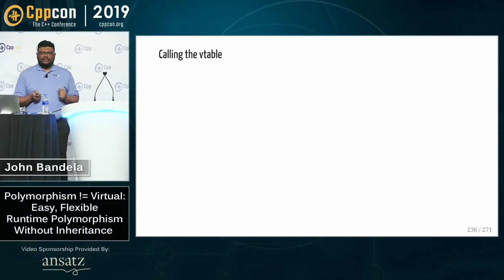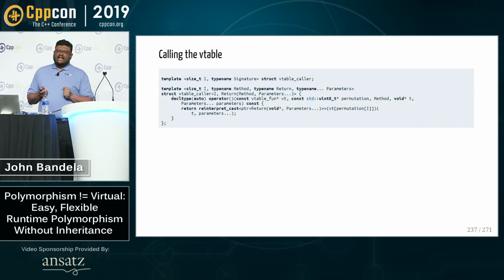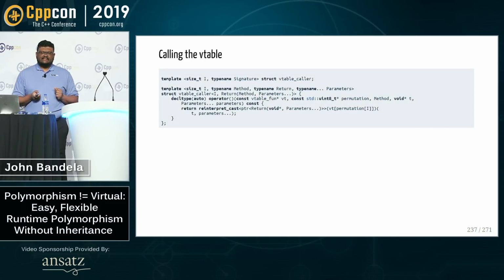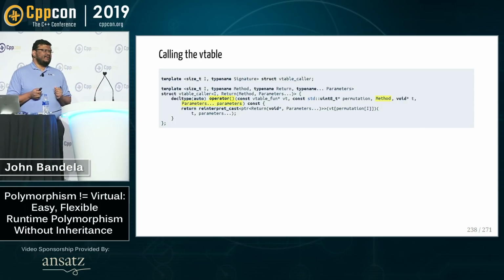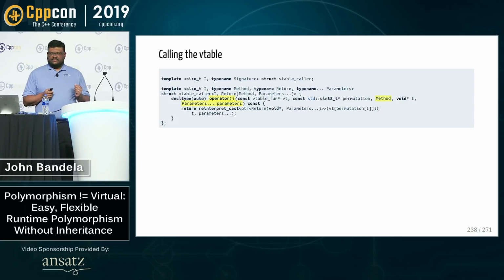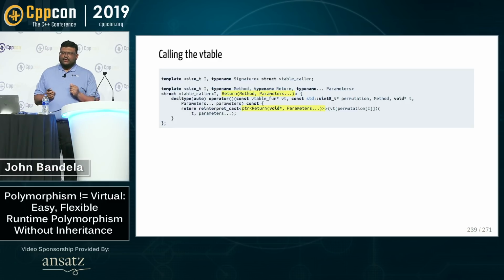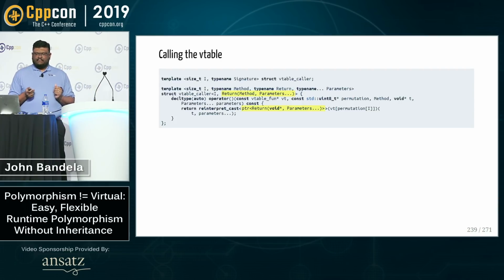So, calling the vtable. All right, let's have this vtable caller that takes a size I and a signature. What we're going to do is overload the function call operator, and take the method and the parameters, so that we can do correct overloading. And we've broken our signature down into the return type, method, and parameters, and we can use that to cast to the correct pointer type.